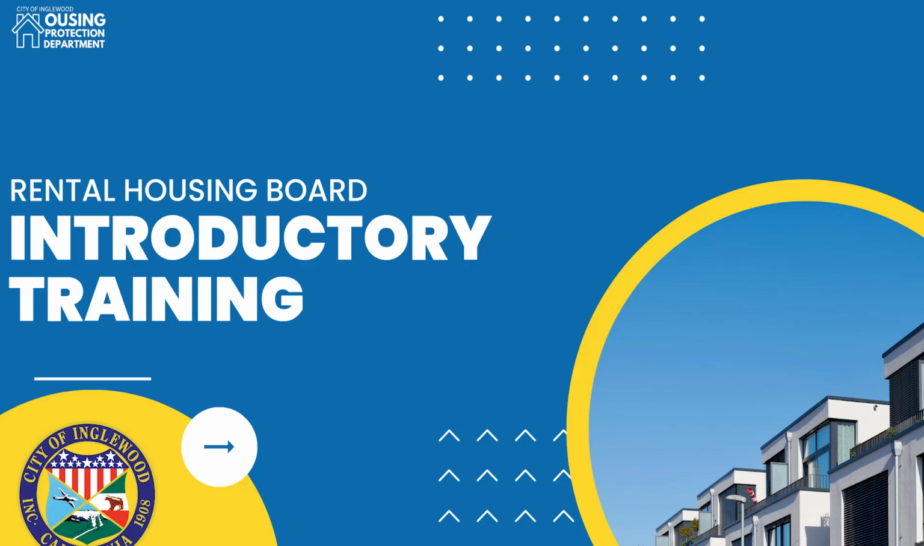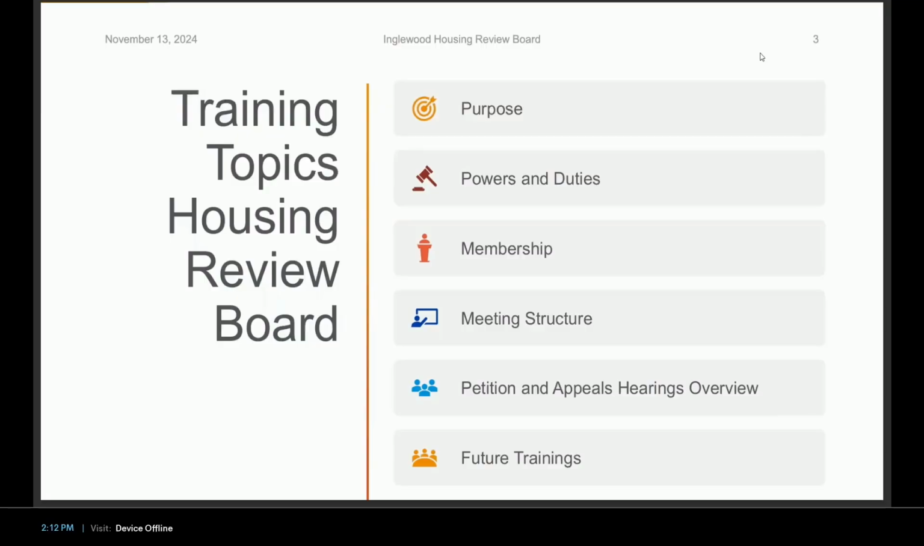So our first training is going to cover the Rental Housing Board and provide a brief overview of the program and ordinance. For the training topic specifically for the Housing Review Board, we're going to talk about the purpose of the board, specific powers and duties, membership, the meeting structure, petition and appeals hearing overview, so the process for hearing those petitions and potential appeals, and then a little bit about some of the future trainings.